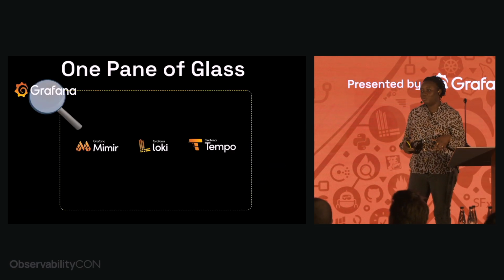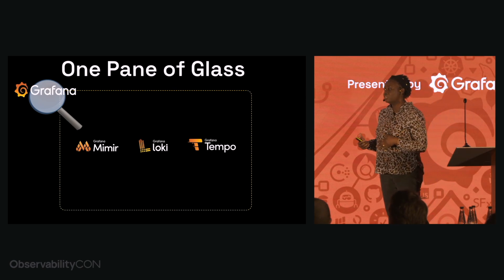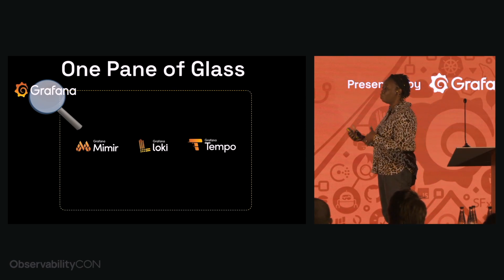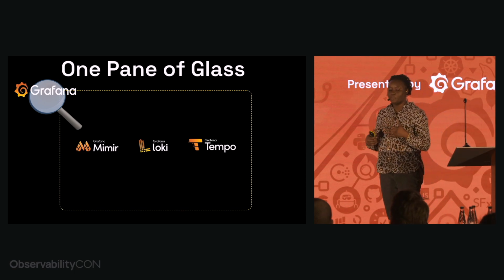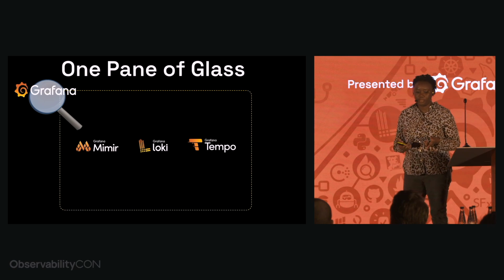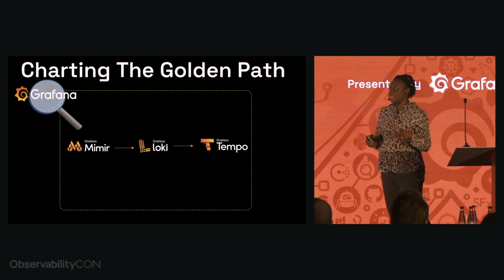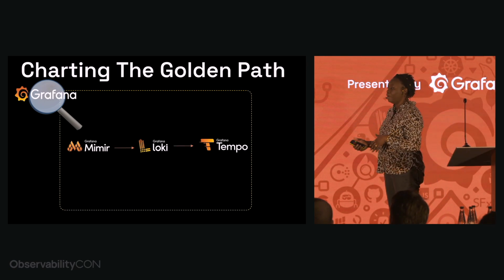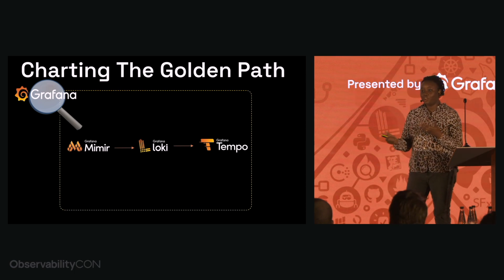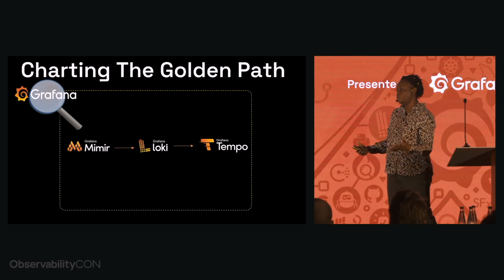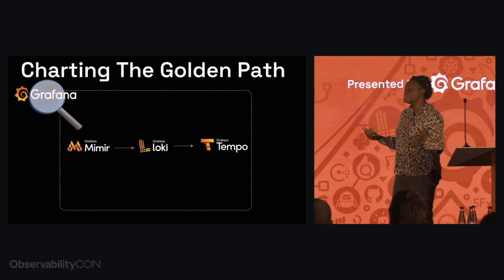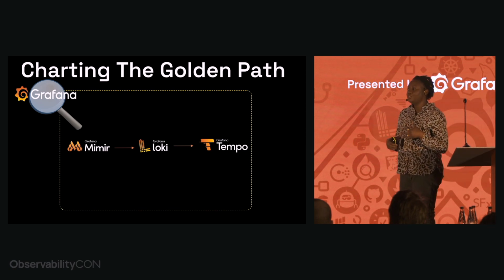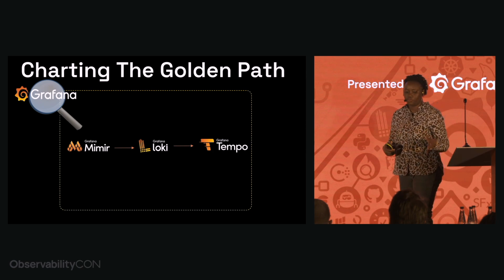The first thing, which I think we heard a lot about in this conference, is just providing that one pane of glass. We want to reduce the complexity for how our engineers find data and interact with their data. But more importantly, we really want to chart a golden path. It goes beyond just having all of your data in Grafana. It's like, how do they connect? How do you go from a metric to a log to a trace? How do you make sense of everything to be able to really troubleshoot or really understand your system performance?